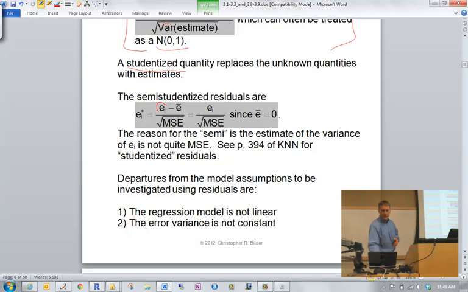So then, with our residuals, we could find studentized residuals by taking e sub i minus its corresponding expected value, or an estimate of that, divided by the square root of MSE. We could call that, suppose, e sub i star. This is what we're going to refer to actually as a semi-studentized quantity. And again, the reason is because the variance of e sub i is not exactly MSE. It's close. You'll see later on. But for now, we're going to call it a semi-studentized quantity.